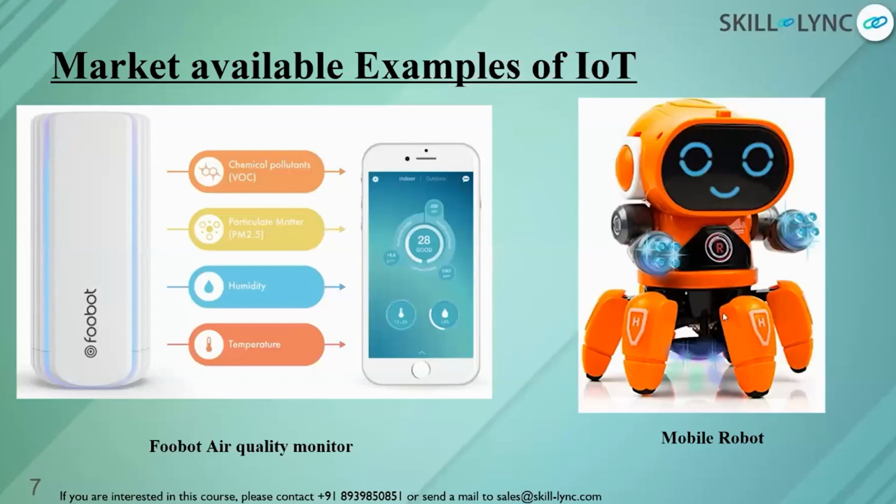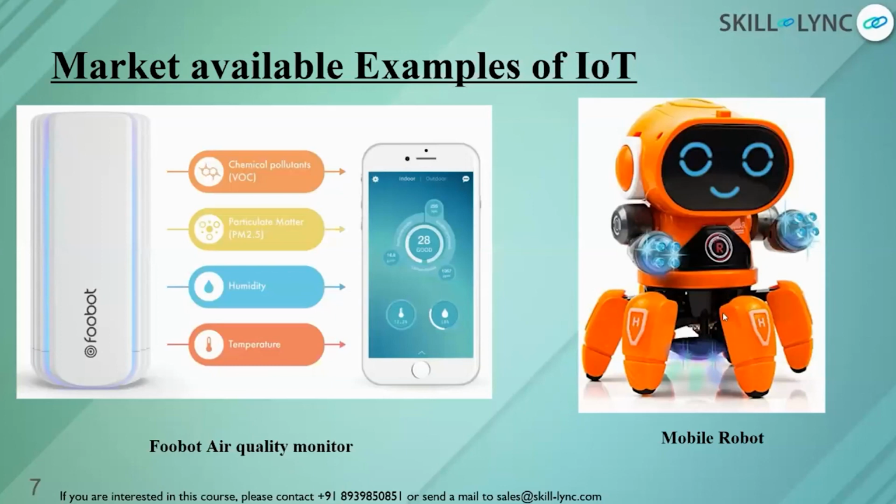The next is the mobile robot. Right now it is available commercially for kids to play with. These mobile robots are used for kids who are at home without parents, like when parents go to work. They use these mobile robots, where the robot will always go behind the child or the baby. Once it is programmed in such a way that you just say it has to run behind the child, this mobile robot will always follow.